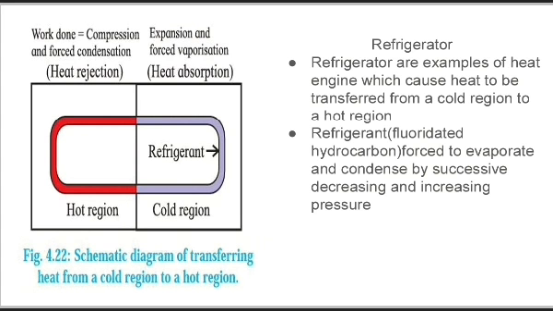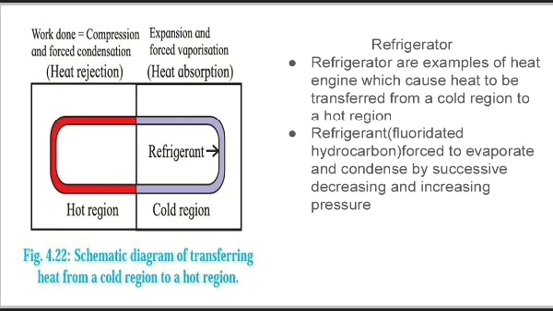Refrigerators are examples of heat engines which cause heat to be transferred from a cold region to a hot region. This transfer of heat from a cold region to a hot region does not violate the second law of thermodynamics, which we are going to study later. So to move heat from a cold region to a hot region, we need to do some work on it. Next is refrigerant. Refrigerants are liquids which flow inside the coils of the refrigerator and outside the coils of the refrigerator, and are forced to evaporate and condense by successively decreasing and increasing pressure.